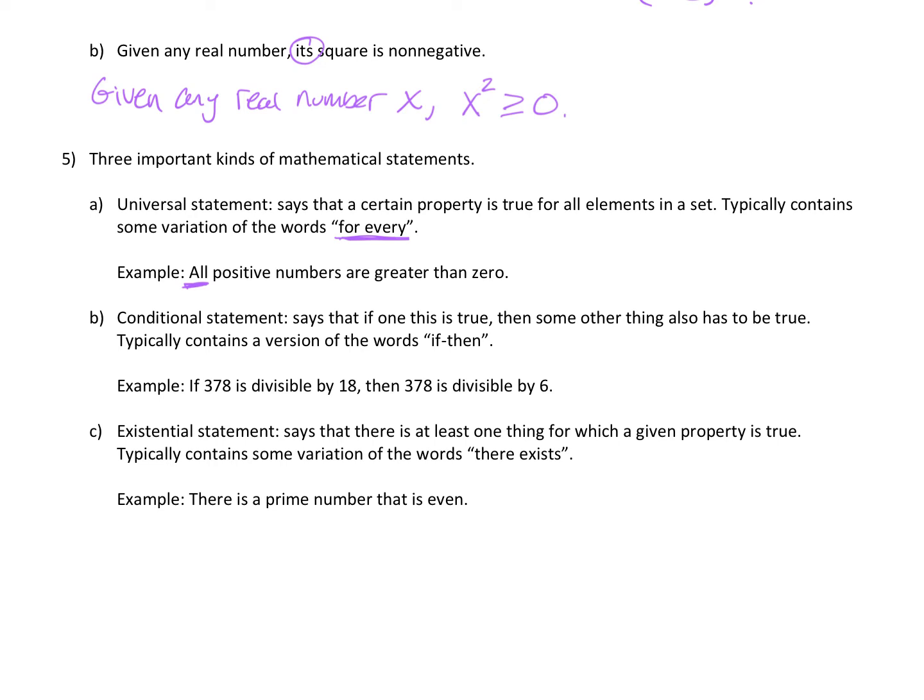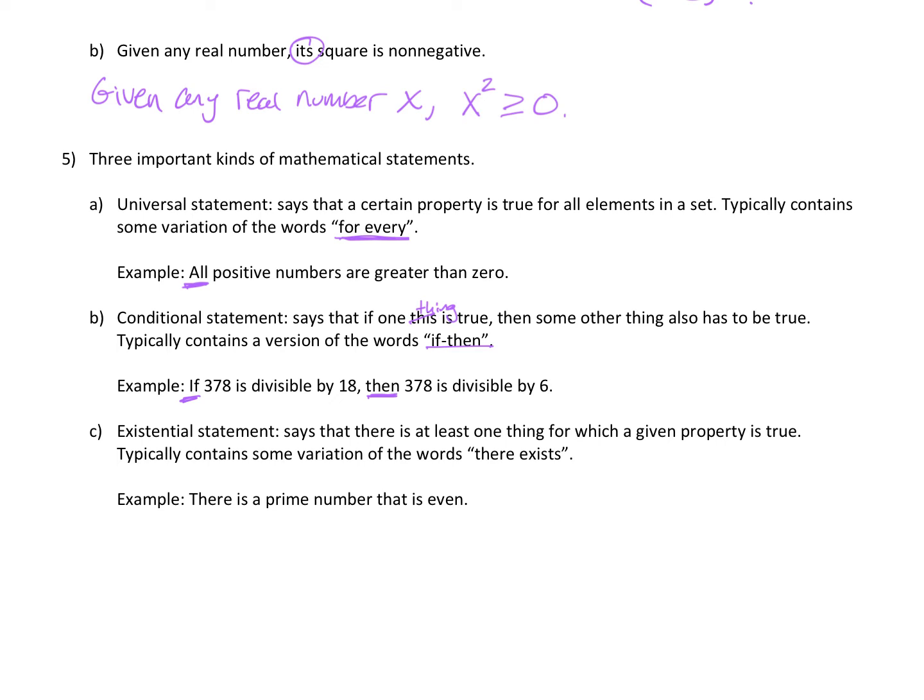A conditional statement says that if one thing is true, then some other thing also has to be true. It typically contains a version of the words if-then. For example, if 378 is divisible by 18, then 378 is divisible by 6. Okay, so that is a true statement, and you can see the if and the then. That's called a conditional statement.